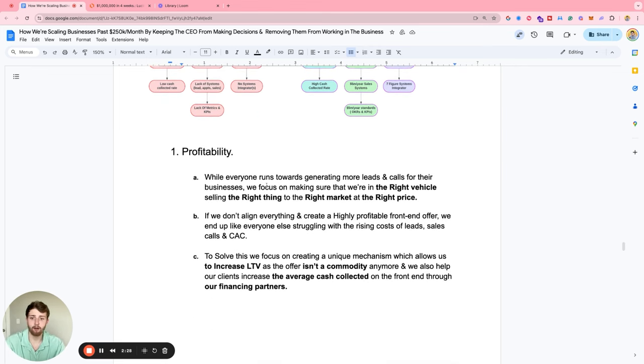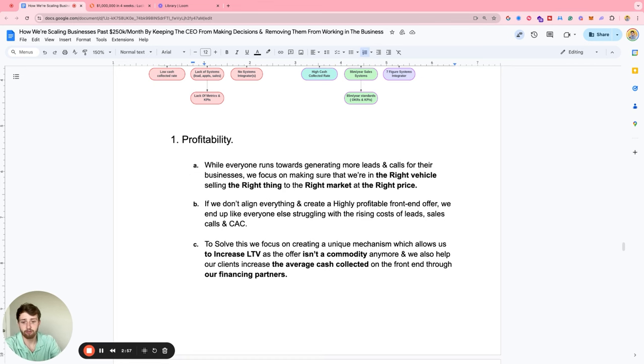And number one, profitability. While everyone rushes towards the game of generating more leads and calls for their business, we focus on making sure that we are in the right vehicle, selling the right thing to the right market at the right price, okay? If we don't align everything and create a highly profitable front-end offer, we end up like everyone else who is struggling with the rising cost of leads, right? So for however much you're spending to acquire clients, all your rising cost of sales calls and all that stuff, right?